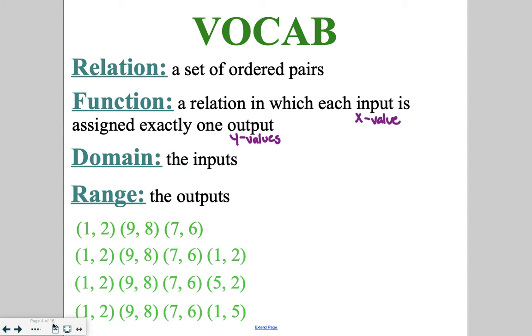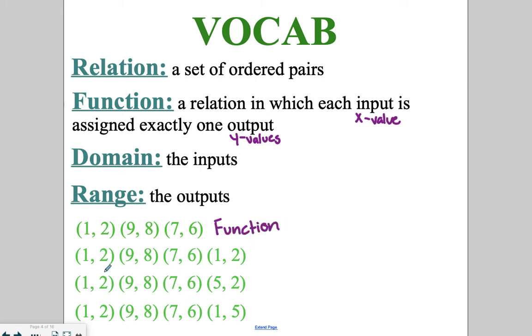So looking down here at these four different sets of relations, this first one, it is a relation. It's just a set of ordered pairs. Second one's a relation. The third one's a relation. The fourth one's a relation. So they're all relations because they're all sets of ordered pairs. Now looking more specifically at a function, we need to make sure that each x has a y. So 1 goes with 2, 9 goes with 8, 7 goes with 6. Each x has a y, so this is a function.